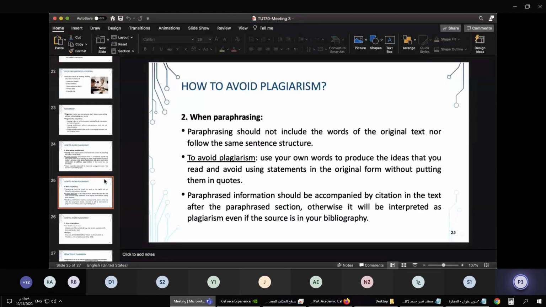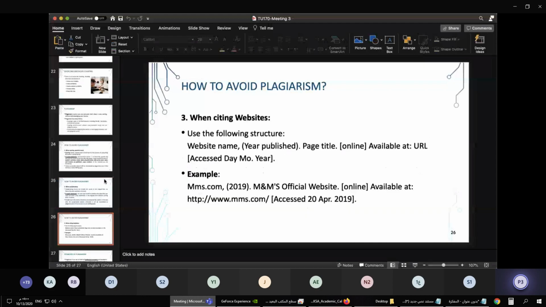Paraphrasing means rewriting statements from the original without putting them in quotes. This is the only difference between quotation and paraphrasing. Paraphrased information should be accompanied by a citation. Also in paraphrasing, you need to do citation. You need to type the author's information in the bibliography section.